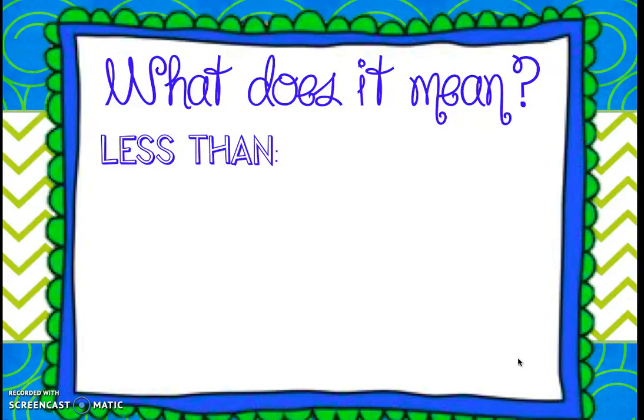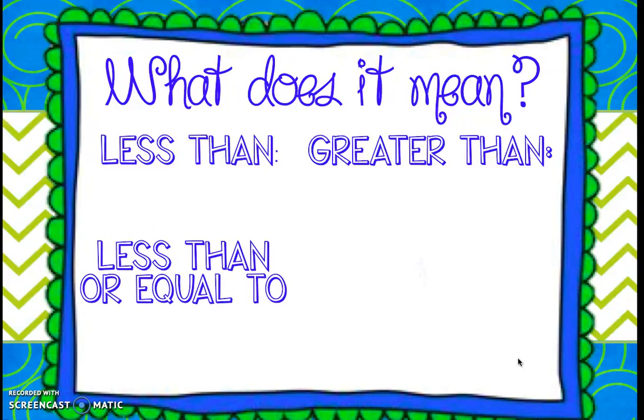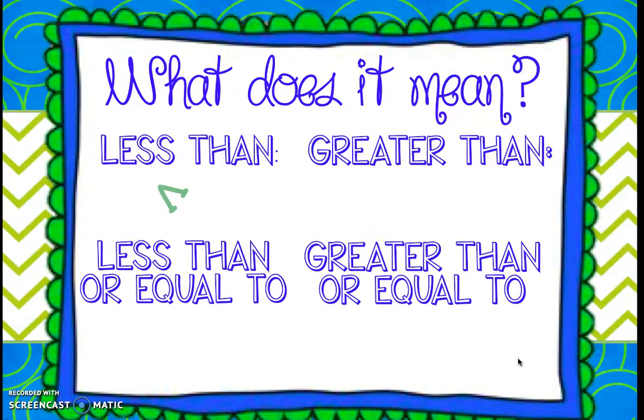So what these symbols are: less than, greater than, less than or equal to, greater than or equal to. Again, the less than symbol comes with the point first, and it's saying whatever is over here on the left is less than what's on the right. Greater than is the opposite. Whatever is on the right is greater than what's over here.